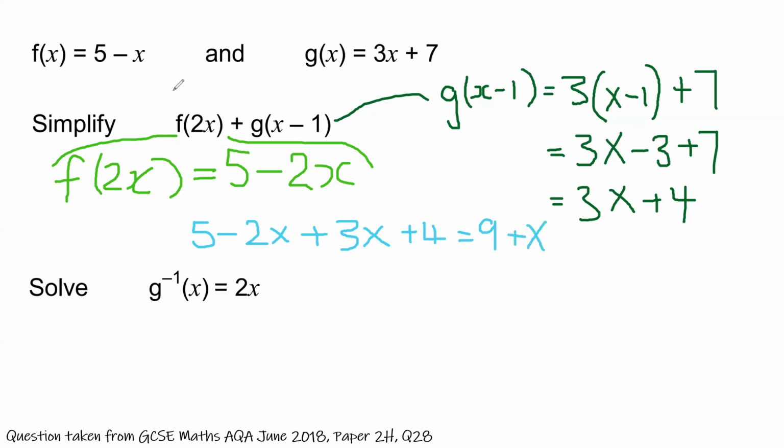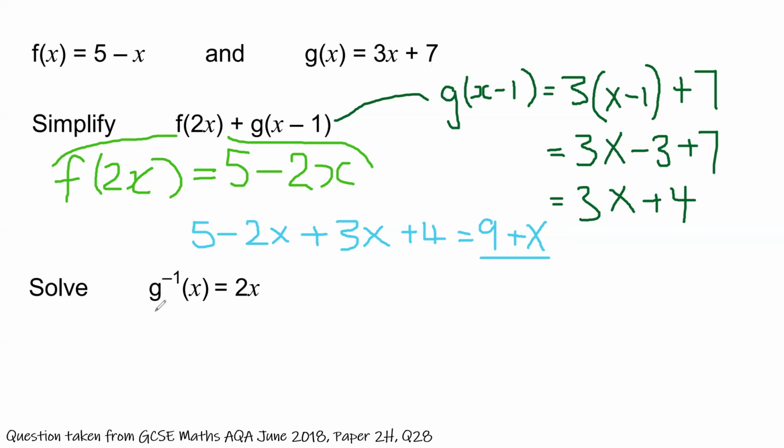Okay, so we've gone from something that looks actually really quite scary. We've done quite a lot of different algebraic steps, and we've ended up with just 9 plus x, which is actually really quite simple. So hopefully that's made you feel a little bit more confident about using these functions and these f of x's and g of x's. They look more scary than they actually are.